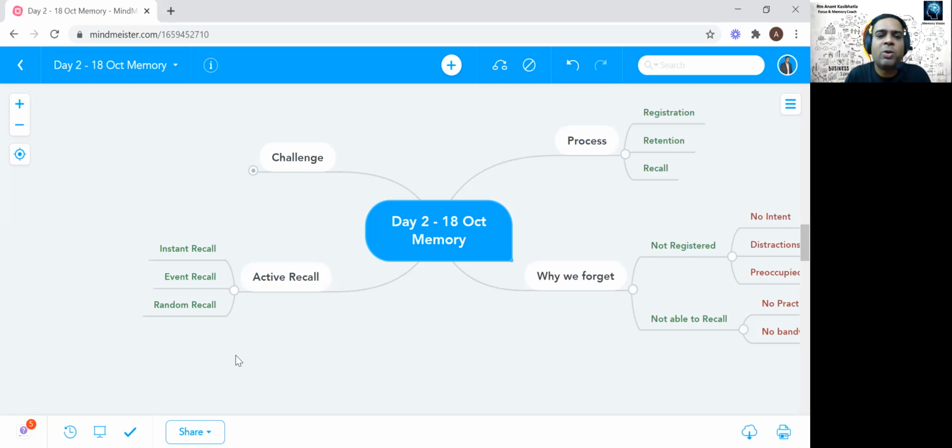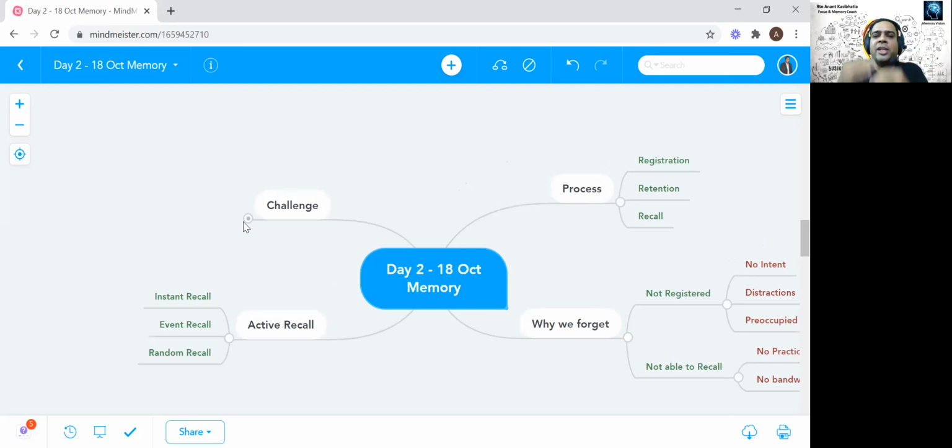All right, now let's talk about today's challenge. What I want you to do today, a few simple things which you can do, which will take your memory to the next level. So first one is activate your recall starting today. Today, consciously focus on activating your recall. Now, you can do it by instant recall, event recall, or random recall, you can do any of those recalls. So activate your recall, consciously work on recalling today.